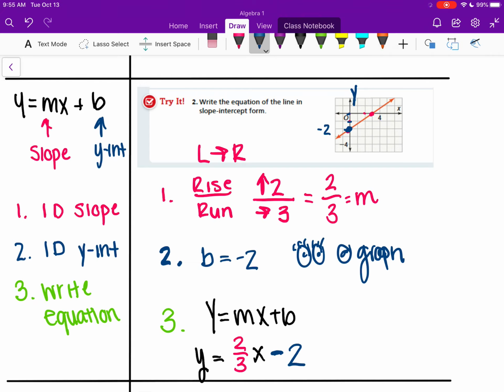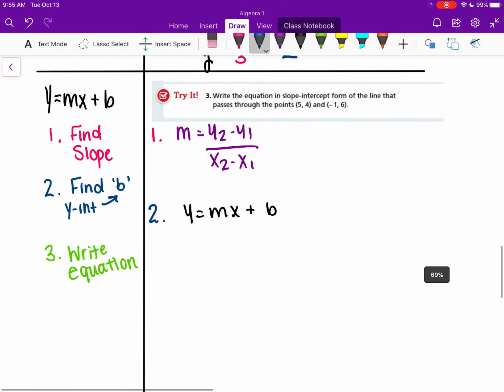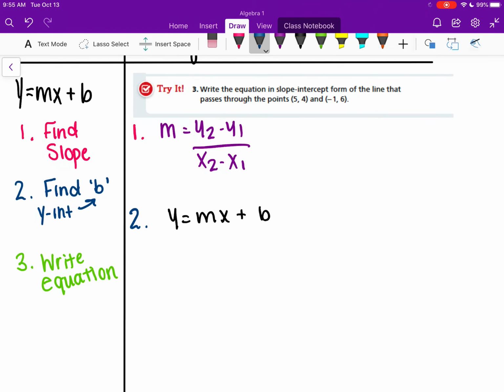Last example is still writing the equation of the line in slope-intercept form, but this time it gives us 2 points. And you got to think, oh, if I have 2 points, what can I find? I can find the slope. And then you're like, whoa, how do we find the y-intercept? That's what I'm going to teach you guys.